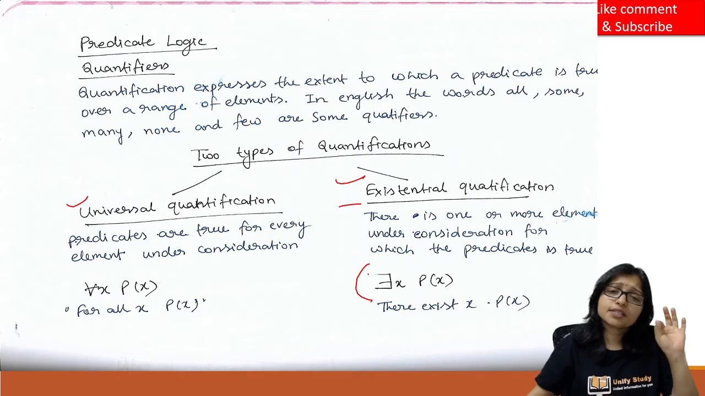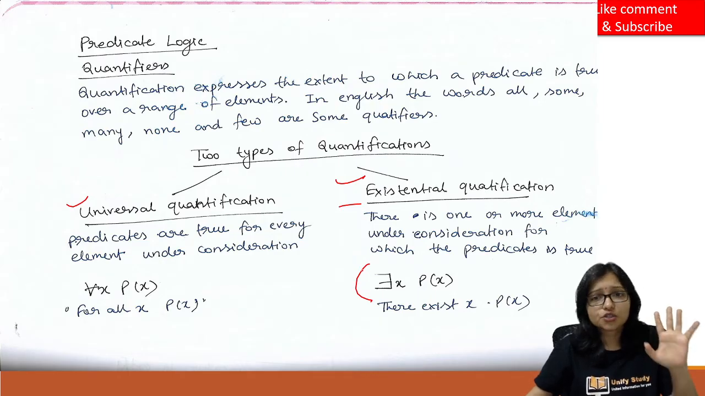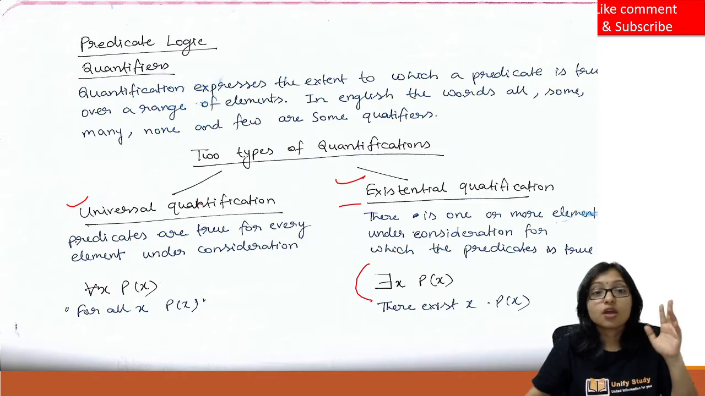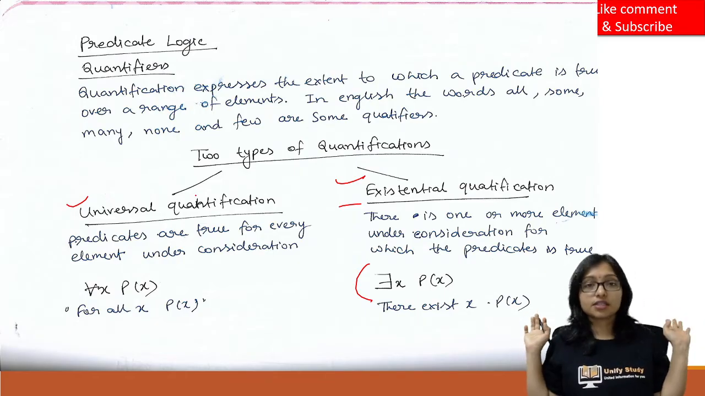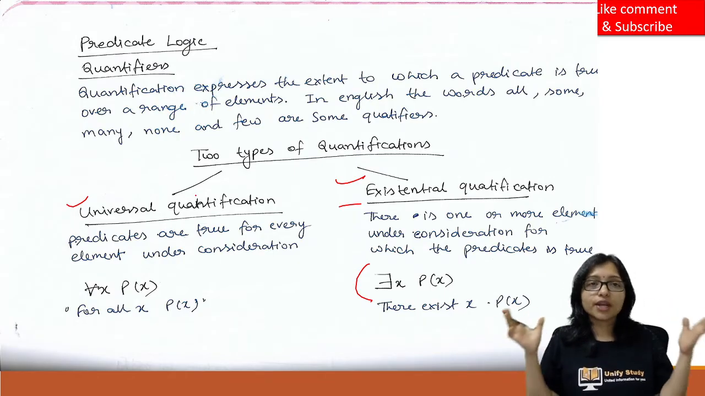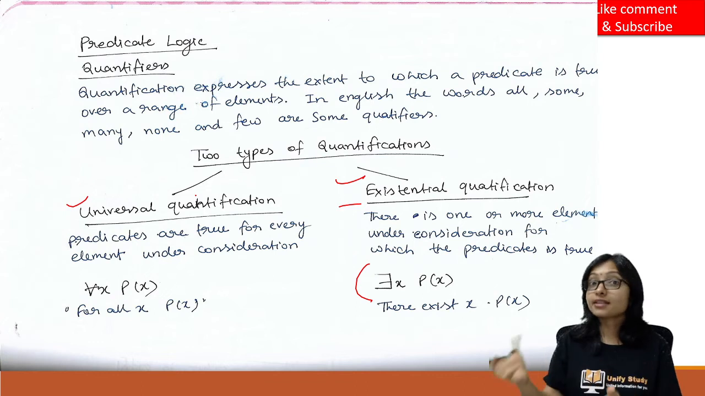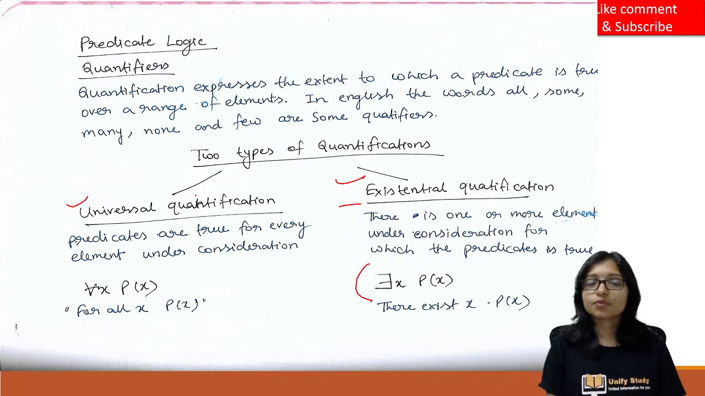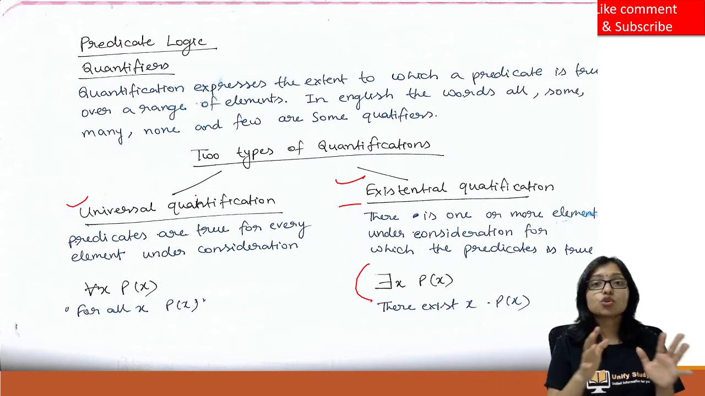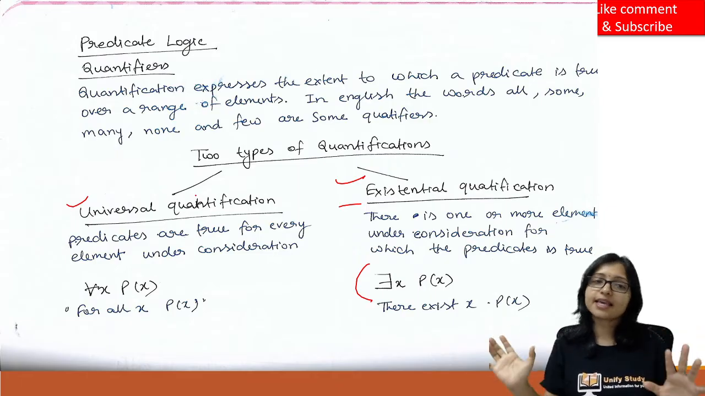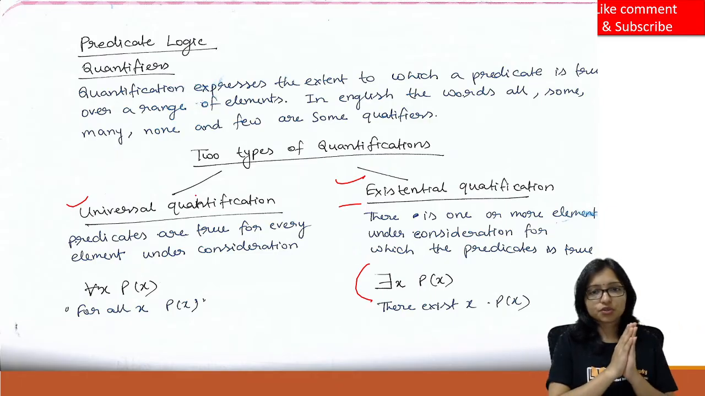There exist means at least one element is true. Some of them, or one element, is true. For all means everyone is true. All the students of this class who are watching, they are the computer science students, right? Or they can also be mathematics students, because in discrete mathematics it is there. Those who are these, they are the discrete mathematics students.